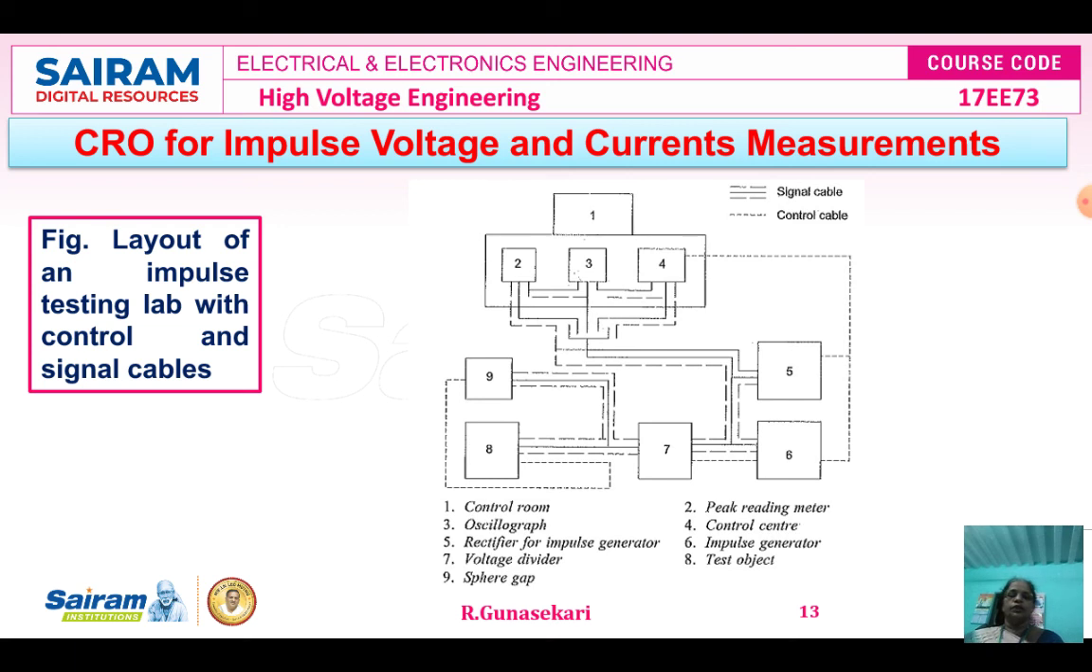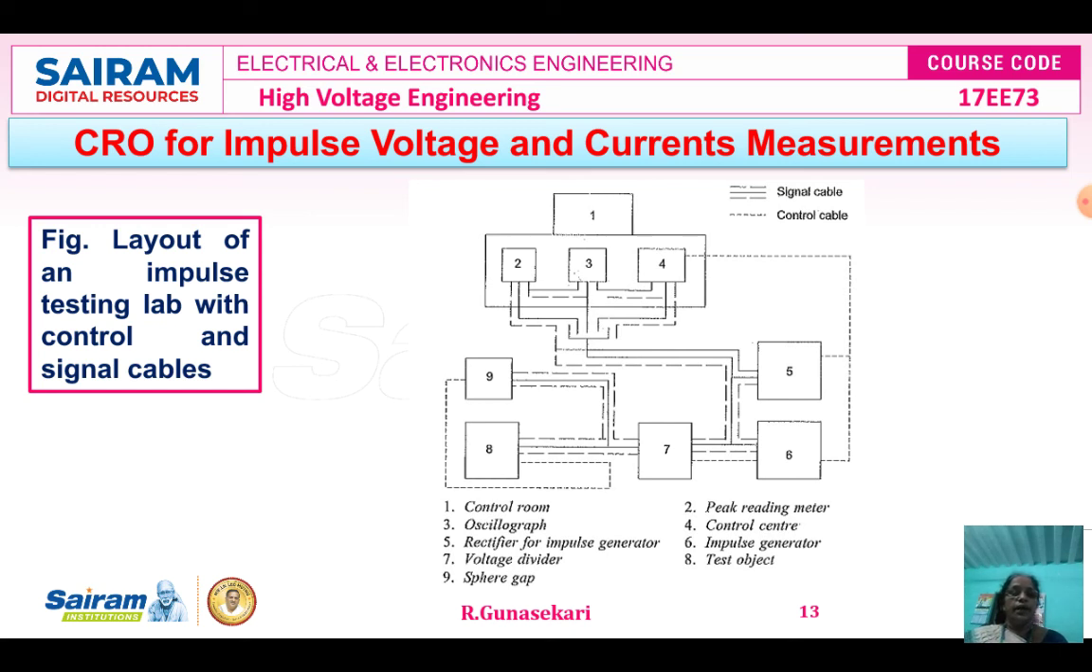Now you see the circuit diagram. The layout of an impulse testing lab with the control and signal cable consists of nine blocks. The first block represents the control room. Second one is the peak reading meter. The third one is the oscillograph. Fourth one is the control center. Fifth one is the rectifier for the impulse generator. Sixth one is the impulse generator. Seventh one is the voltage divider. Eighth one is the test object. Ninth one is the sphere gap.